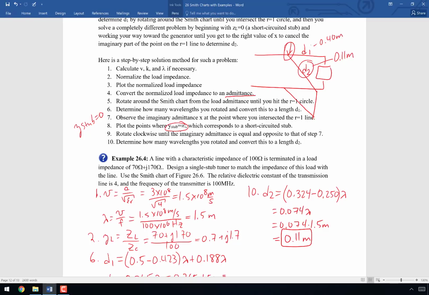So in order to balance this line with the load, we need to move back 4/10 of a meter. That puts us on the green circle, and then we need a single stub tuner that is 0.11 meters long. That's going to have an input admittance that's going to be negative J2, and that's going to perfectly balance the J2 that was left when we moved back by 4/10 of a meter.